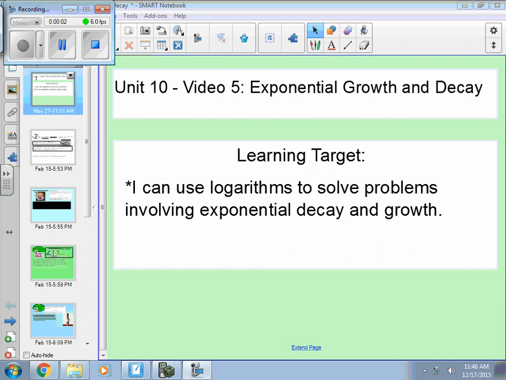We're going to be looking today at using some of the logarithm stuff. We've been doing it all unit to solve some exponential growth and decay problems. So these are going to be more word-type problems where you're going to have to set up and then use logs to solve.